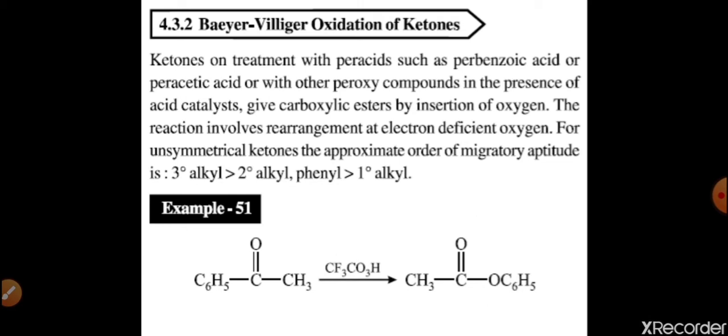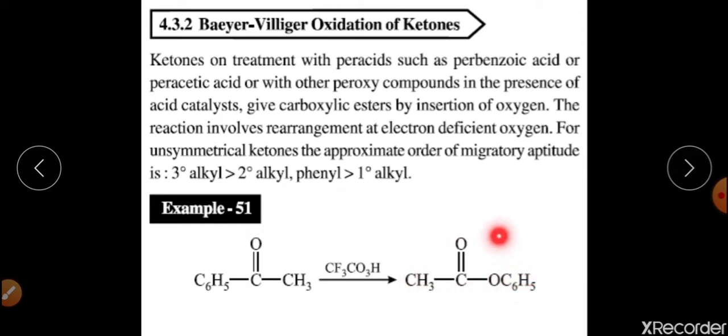Ketones in the presence of strong oxidizing agents can be converted into carboxylic acids with breaking of the bond between the carbonyl carbon and the carbon which is attached to that particular C double bond O. So in that category, I want to discuss the next reaction in which the ketone is converted into ester. So how is this ketone converted into ester?